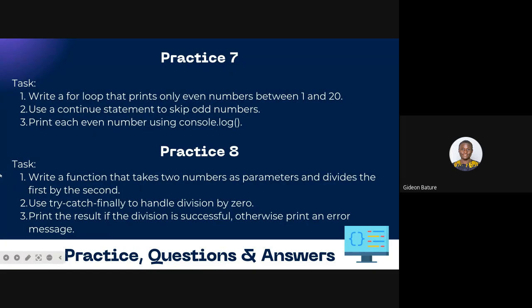All right, so 7, it says write a for loop that prints only even numbers between 1 and 20. Use a continue statement to skip odd numbers. So it means that what we are using to skip odd numbers is the continue statement. Without the second task, we can still do the first one. But this time around, they want us to use the continue statement to execute it. So print each even number using console.log. So let's look at this 7.